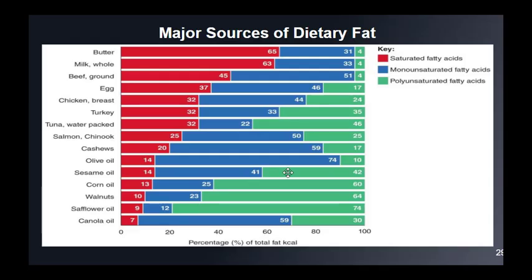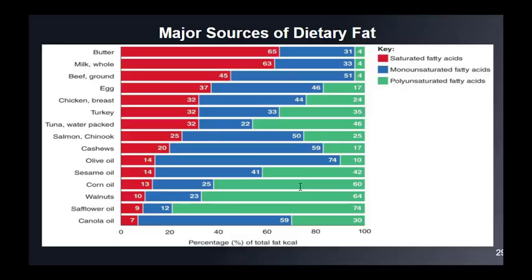So in this diagram here, we can see animal products, things like red meats and also dairy products, have a significant amount of saturated fat. And from plant products, such as a lot of these vegetable oils down the bottom here, we're getting a lot of unsaturated fats, either monounsaturated or polyunsaturated.